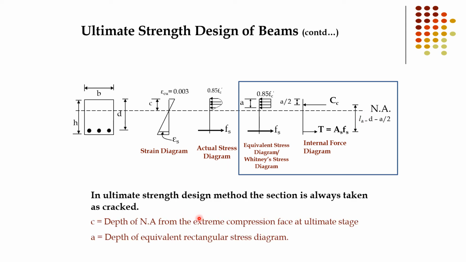In the ultimate strength design method, this section is always taken as cracked. In the ultimate strength, we always ignore the concrete on the tension side. We only take into consideration the concrete on the compression side. C is the depth of the neutral axis from the extreme compression face at the ultimate stage. From the extreme compression face to the neutral axis, that is C. What is A? The depth of the equivalent rectangular stress diagram, A.